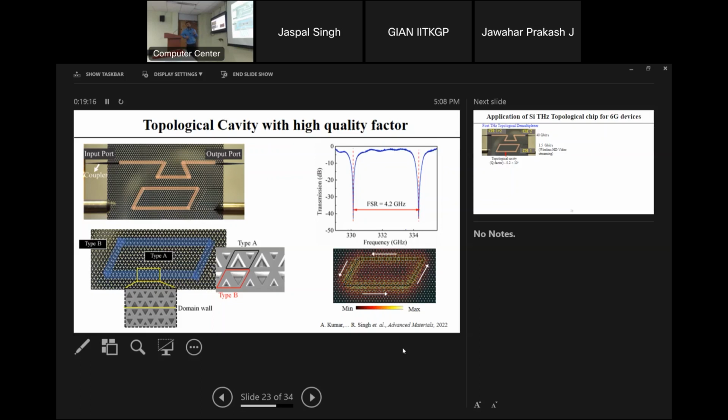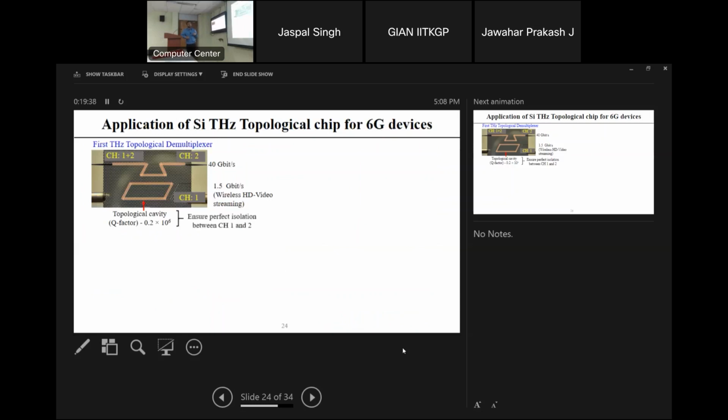I have to remind you that the quality factor of this is around 10 to the power 6, which is one of the highest reported values because of the low-loss nature of this device offered by topological photonics. So can we use this for any on-chip communication applications? The answer is yes. How can we do so?